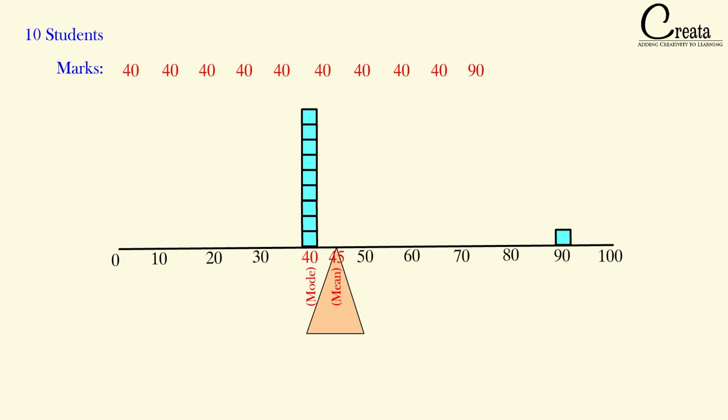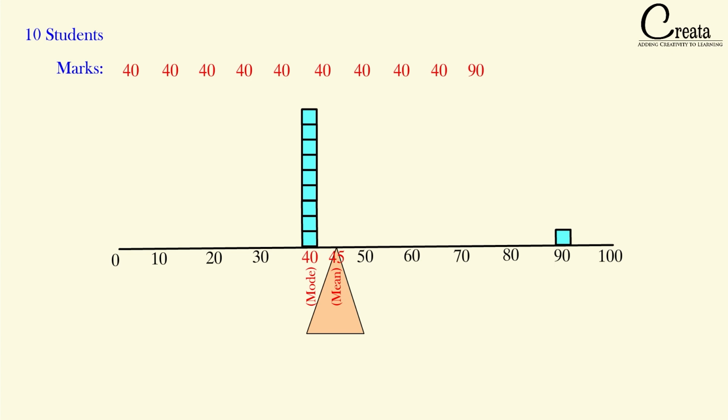This balancing point is the average. That is the mean of the complete number set. Got it? Basically, mean is the balance point. At this point, we can balance the complete scale. 9 students got the marks as 40 and 1 student got the mark as 90. Are you able to understand the practical significance of the mean? This is basically the average or the balance point of the complete number series or the observation set.